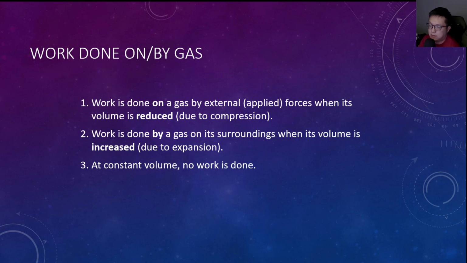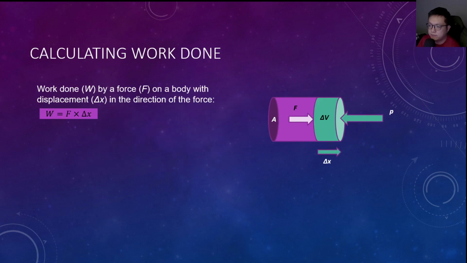Okay, so these are the basic concepts for this work done part. But for now, we will just basically talk about the formula. You don't really have to worry too much about how to derive the formula for now. For that, we'll talk more about it when we do thermal. So how do we calculate work done by a gas? Remember, work done by a force is the product of the force with the displacement in the direction. So that's force times displacement x.